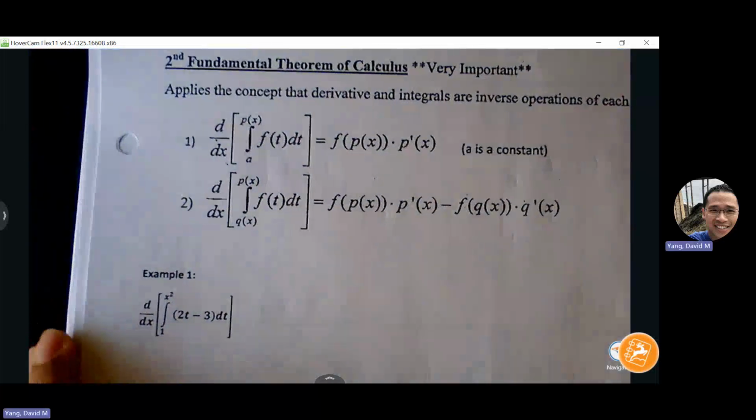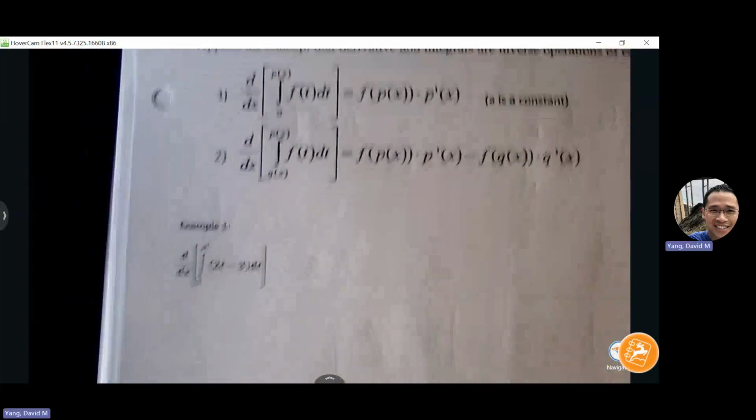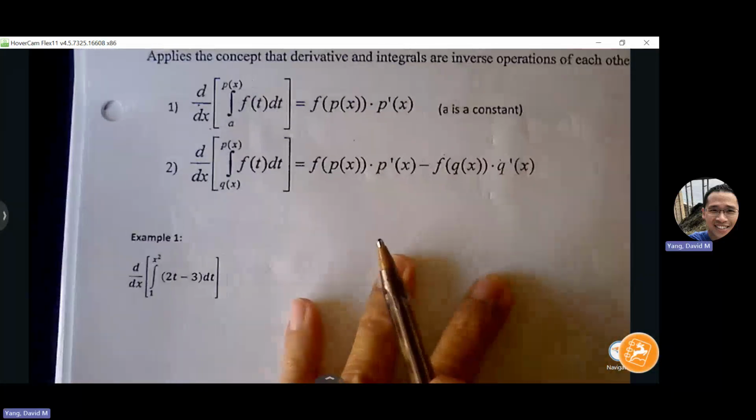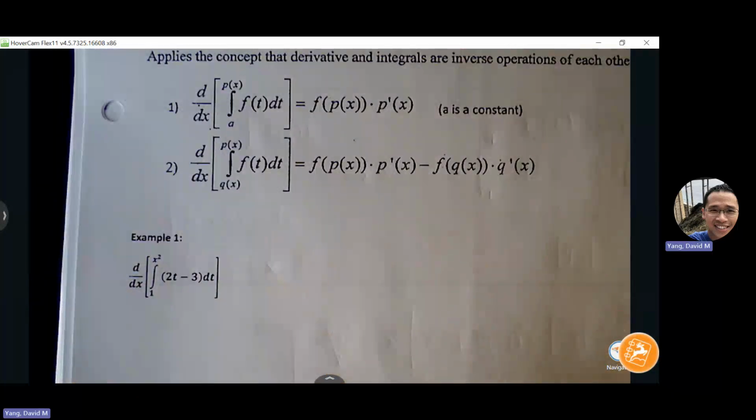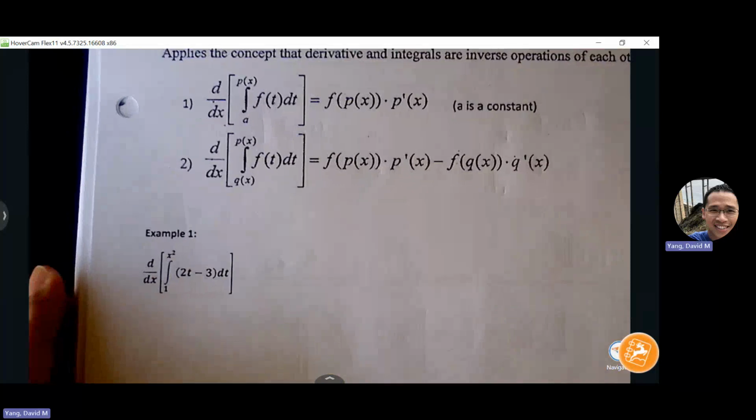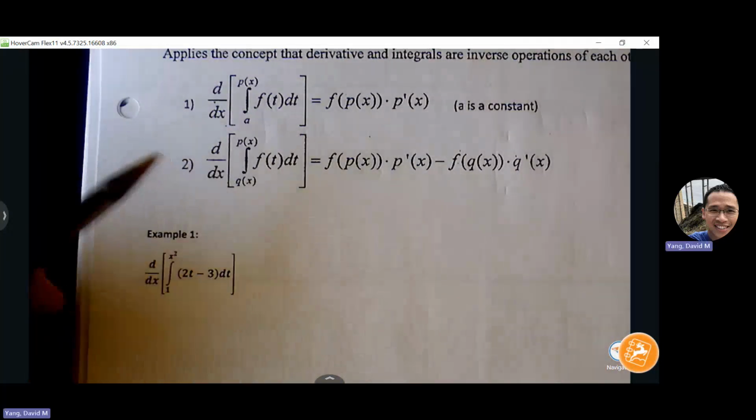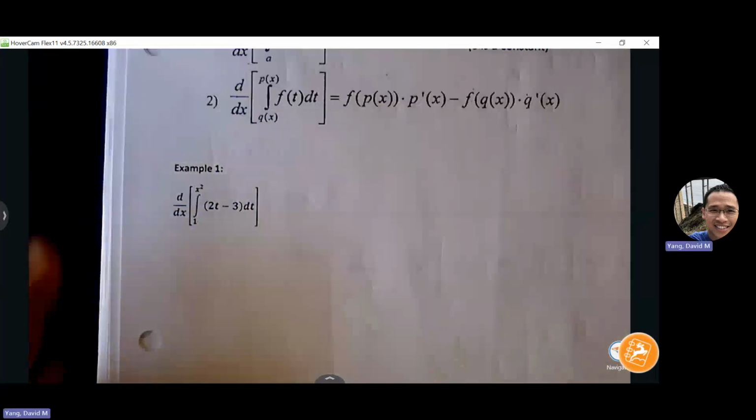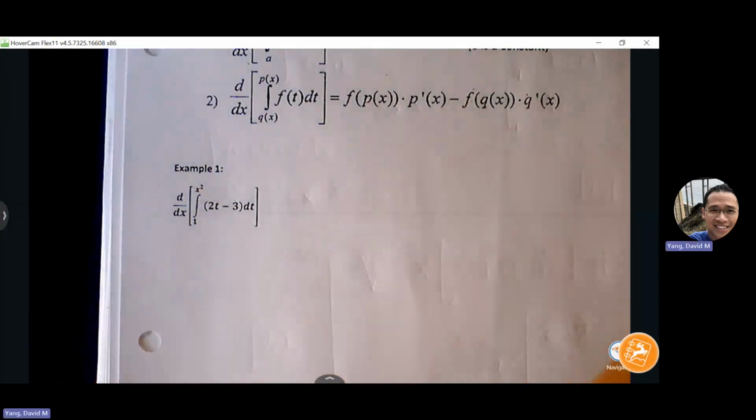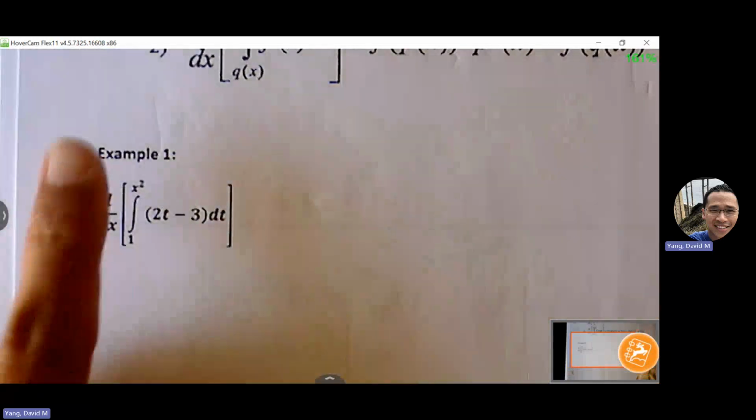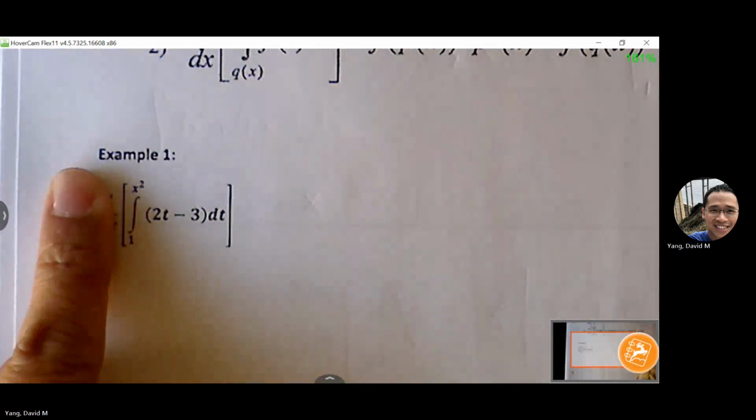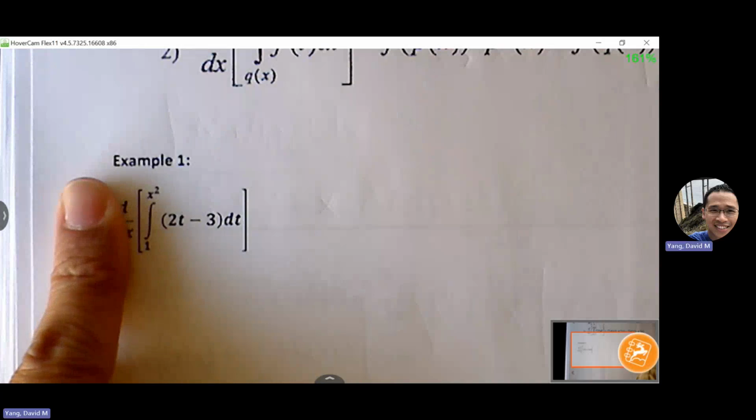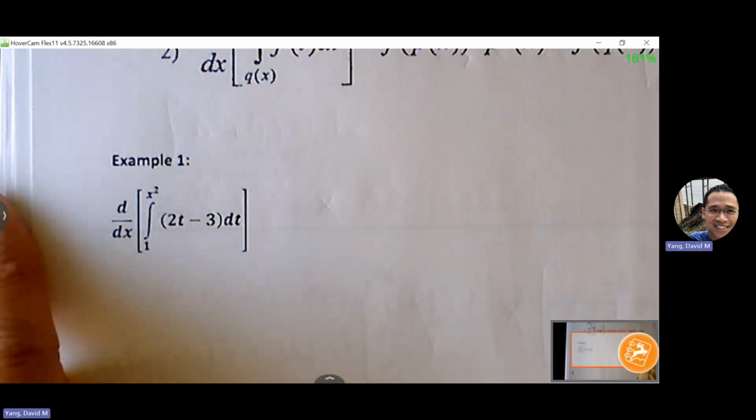But I realized in the past that it's hard for students to appreciate the shortcut without fully seeing what the shortcut is actually doing. So let's just try example 1 here. Example 1 is a multi-step process. We're going to take the antiderivative, plug in the upper and lower bounds, and then after all that is said and done, we're going to turn around and find the derivative.